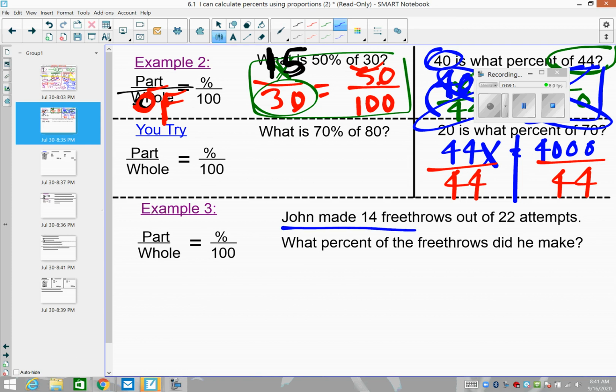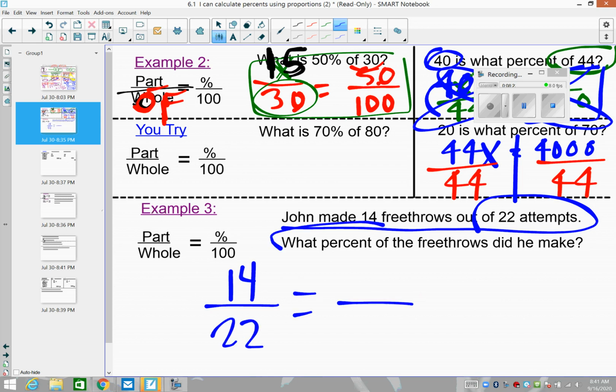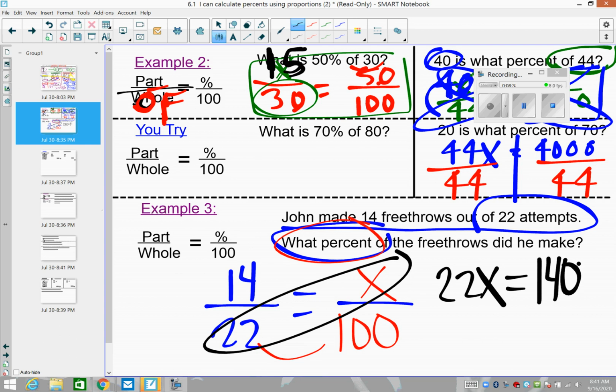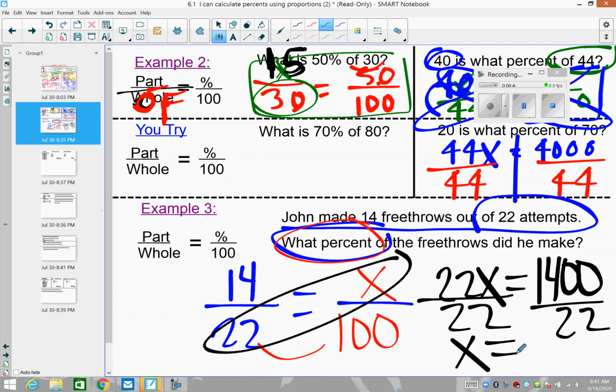John made 14 out of, you see there's that word there, 14 out of 22 free throws. Now my pen's working, yay. What percent did John make? So we really want to be able to get this out of 100. So we're going to take cross products and solve. So we're left with 22x is equal to 1,400. We're going to divide both sides by 22. Copy, paste, copy, paste. So we get x is equal to, so I'm going to take 1,400, divide by 22, and we end up getting 63%.